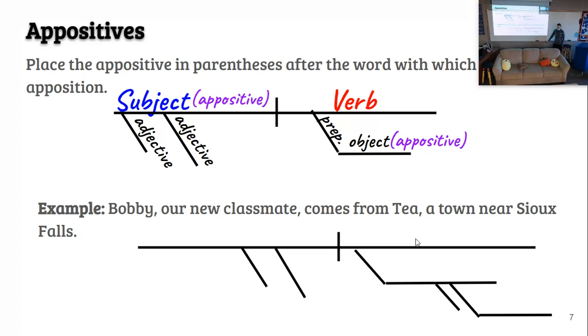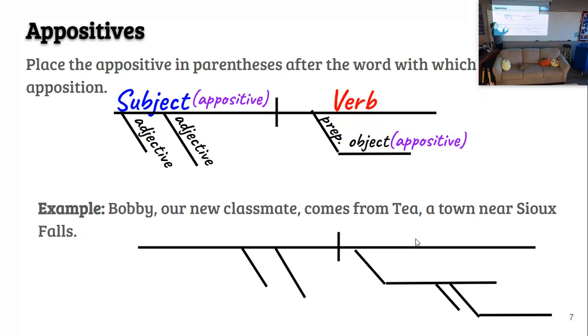I have a couple of appositive phrases. Okay, our new classmate. Notice how it's inside of the commas. So that's functioning as an appositive phrase. Now what I do to mark an appositive phrase is I'll just underline it so I know that, hey, this is an appositive phrase. But now what we have to do, guys, is we have to figure out what word in that appositive phrase is the single word appositive.